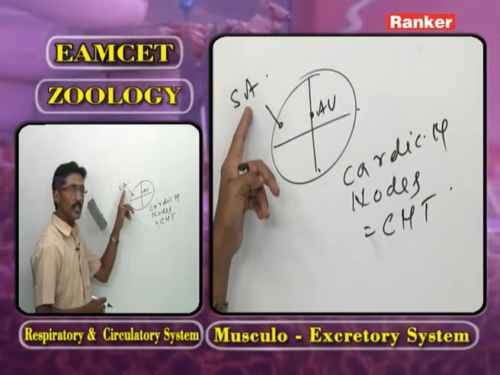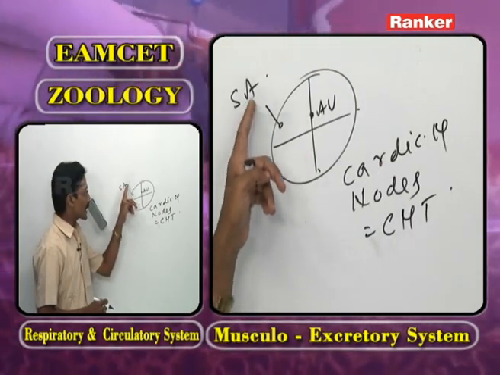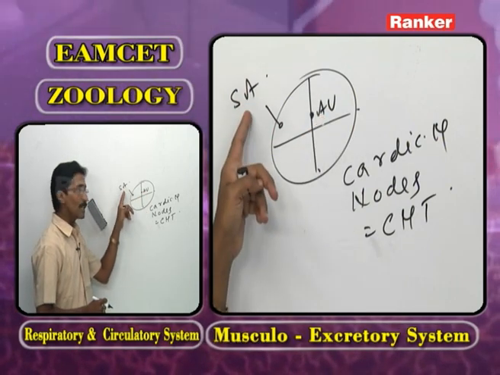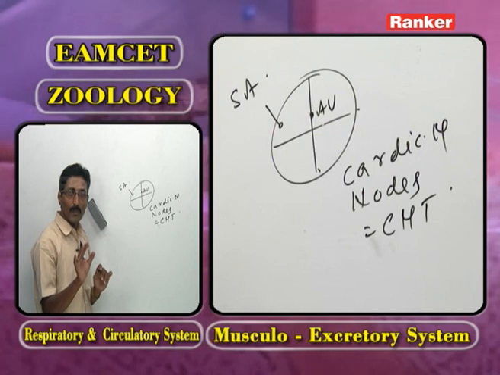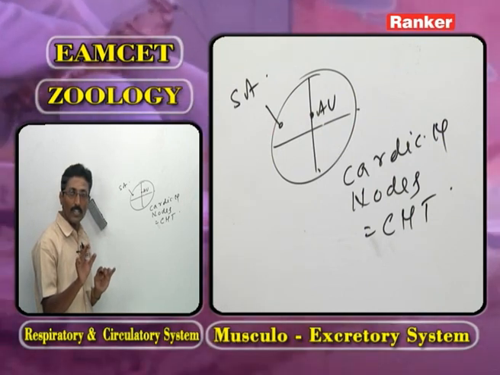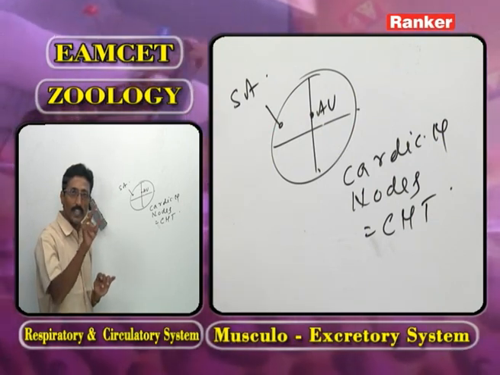That cardiac muscle tissue is in the form of SA node, AV node. Here, what is the pacemaker? SA node. So, assertion: the heart of mammals is called myogenic heart. For this assertion, what is the correct reason?